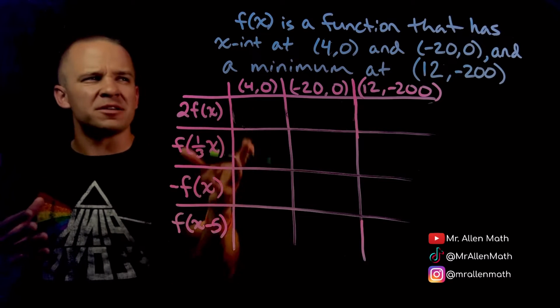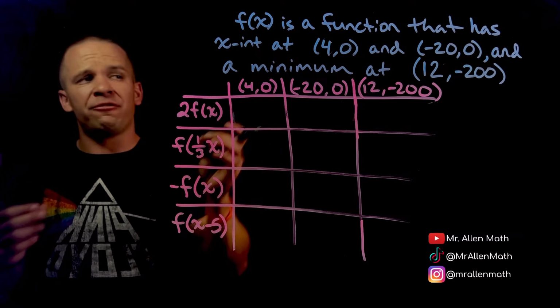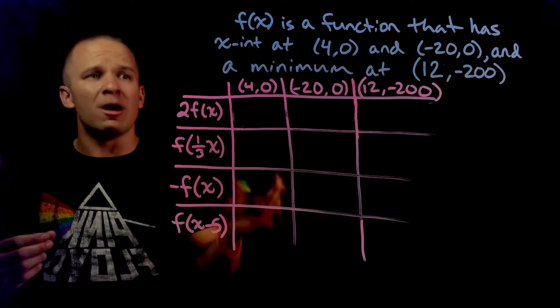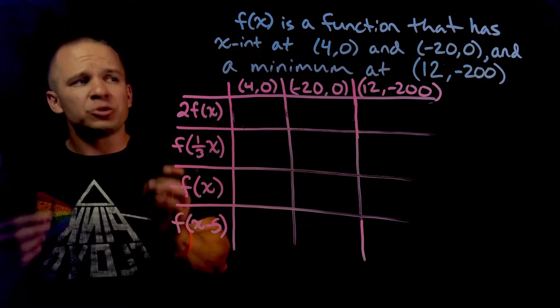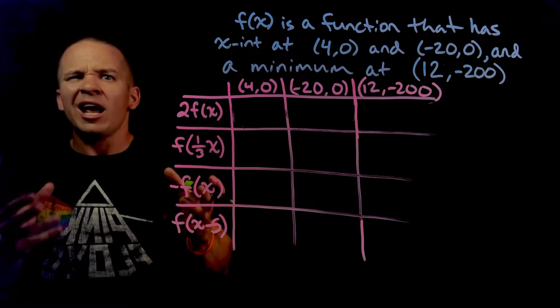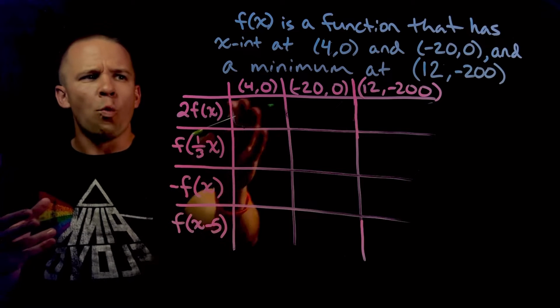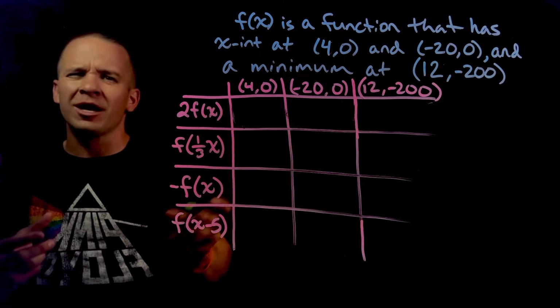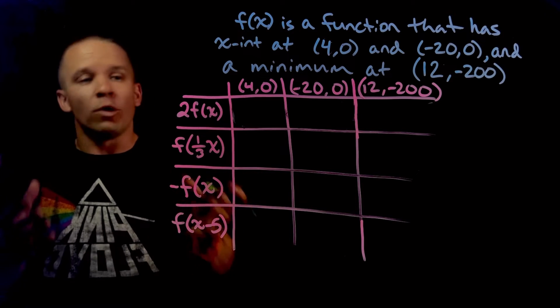We have f of x as a function that has an x-intercept at (4, 0) and at (-20, 0). And we have a minimum at (12, -200). And this chart here is asking us, if we apply some transformations, which of these ordered pairs are going to change? How are they going to change? Are they even going to change? Well, let's take a look at the first one.